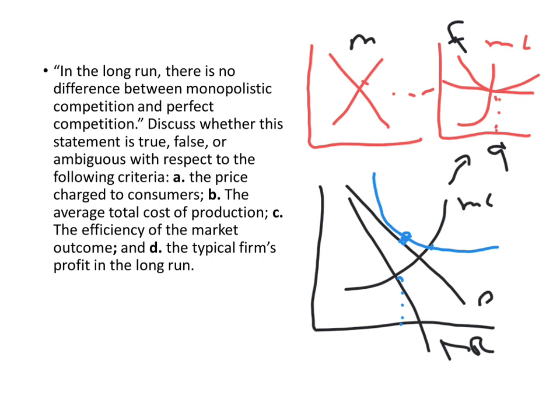So there's a lot of differences between monopolistic competition and perfect competition. The one thing that is the same is the typical firm's profit in the long run. In the long run, the perfect competitor is going to make normal profit. The typical competitor in monopolistic competition makes normal profit.